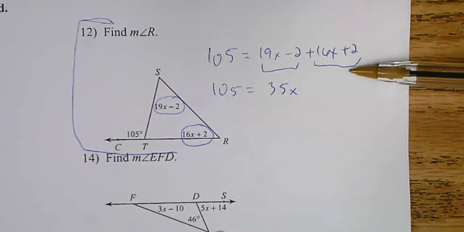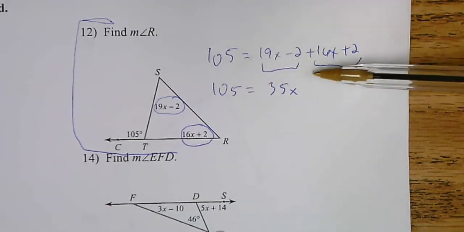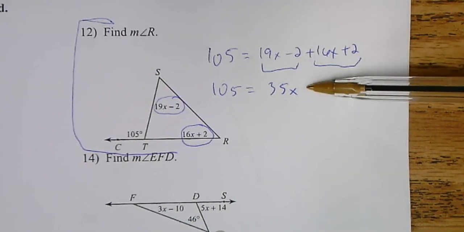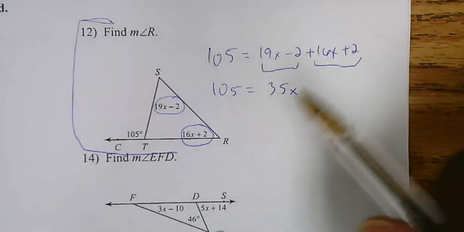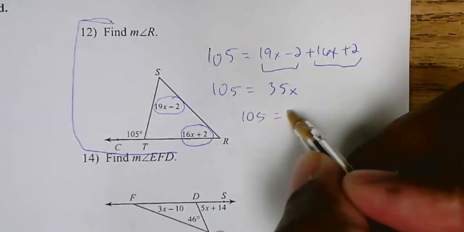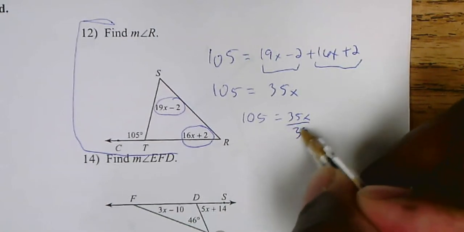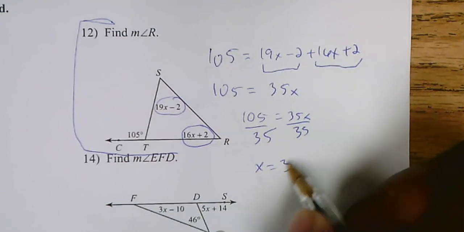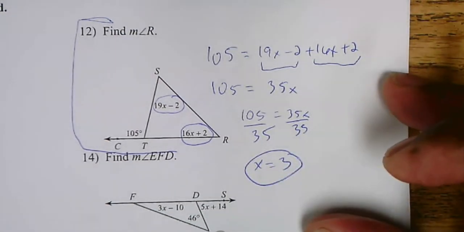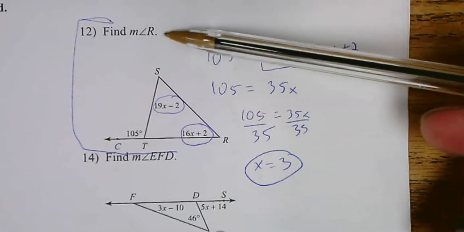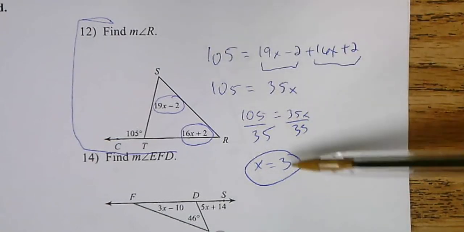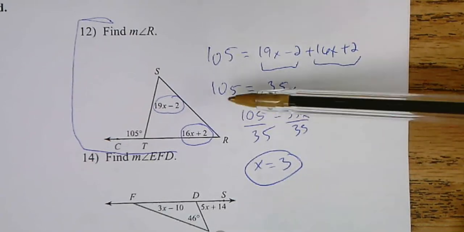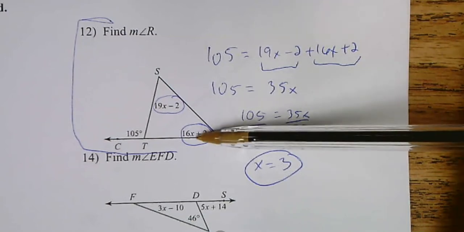So the first angle plus the second angle equals 105. If you add those up, the 2's cancel each other out. That gives you 35x equals 105. Divide both sides by 35. You should get x equals 3. Now, don't be fooled that you finished the problem, because they ask you to find the measure of angle R, not just find x. So now that we know x, we can find the measure of angle R by plugging x in.